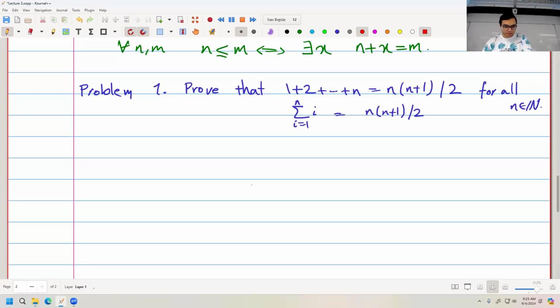Okay. So the base case or the basis case is very easy. 0 is equal to 0. I'm happy with this. Okay.